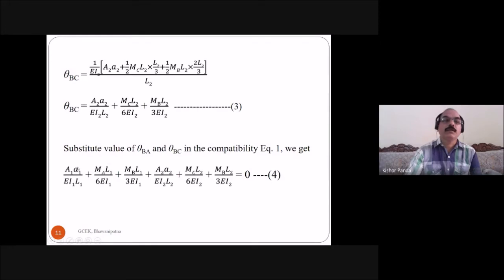We get A1 by EI1 L1 plus MA L1 by 6 EI1 plus MB L1 by 3 EI1 plus A2 divided by EI2 L2 plus MC L2 by 6 EI2 plus MB L2 by 3 EI2 is equal to 0. This is after putting equations 2 and 3 in equation 1, so you will get this equation.